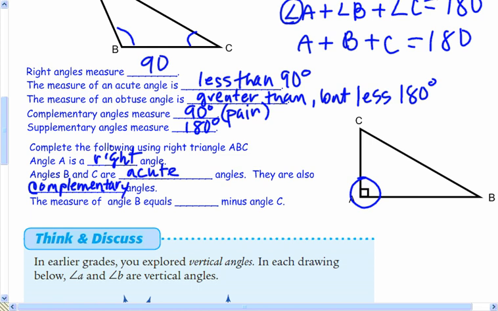Because remember, all 3 angles add up to 180. And so if we take 180 minus the 90 degree angle, that's the right angle right here, we're left with 90 degrees for angles B and C. So that means they're complementary. And the measure of angle B equals 90 minus C. We could just say 90 minus C for that one if we wanted to. We call this C and that 90 minus C.